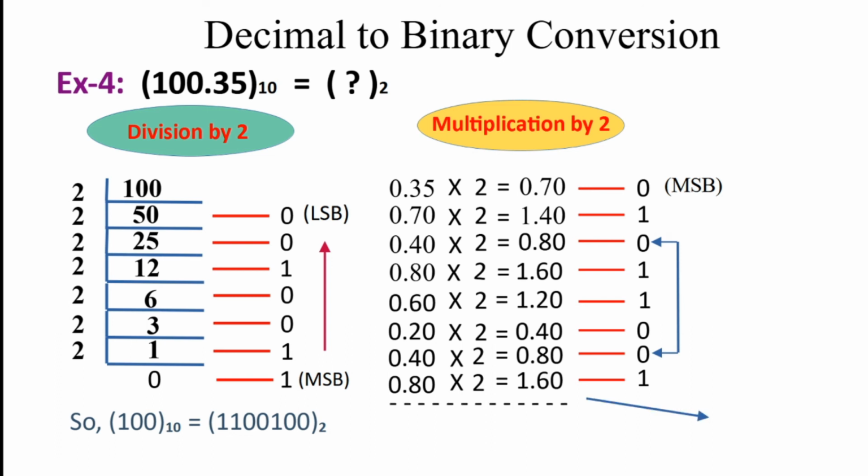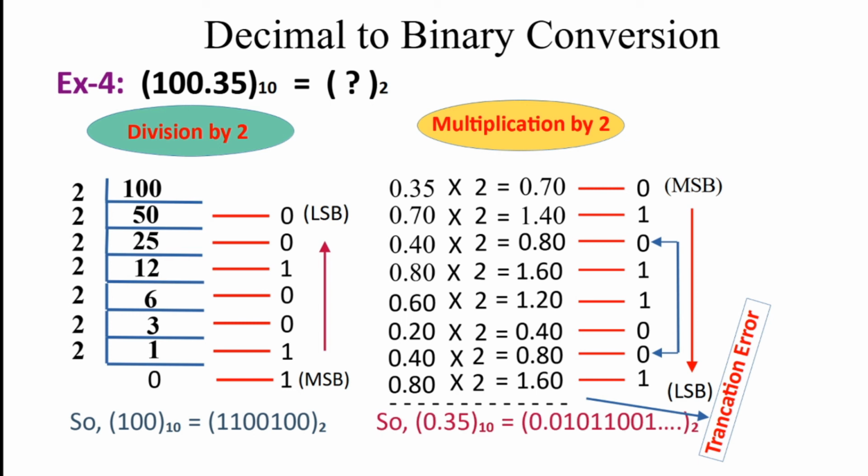We have to terminate it somewhere. So some source of error will be introduced, that is known as the truncation error due to this termination, and the last bit will be considered as the LSB, and we have to read down. So the binary equivalent of 0.35 will be this. Hence the binary equivalent of 100.35 of decimal number will be this one with some truncation error.